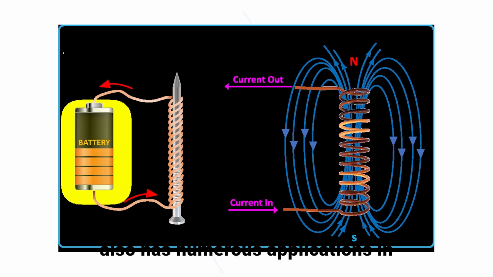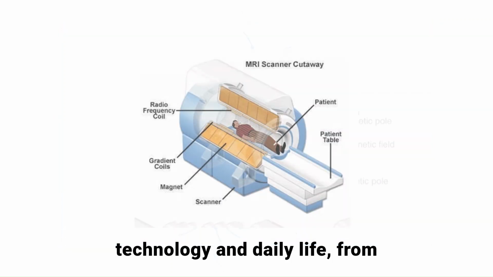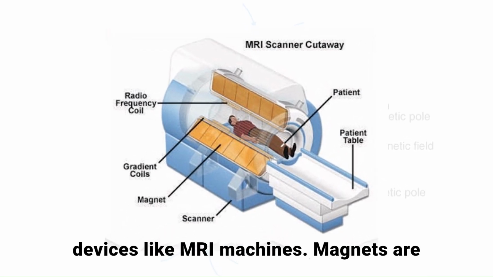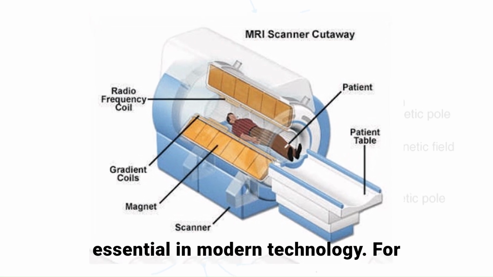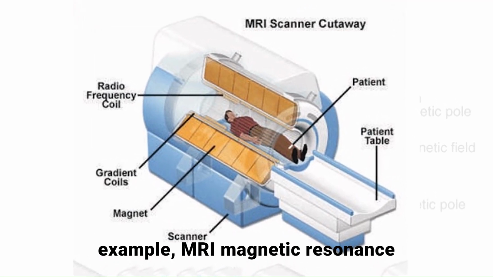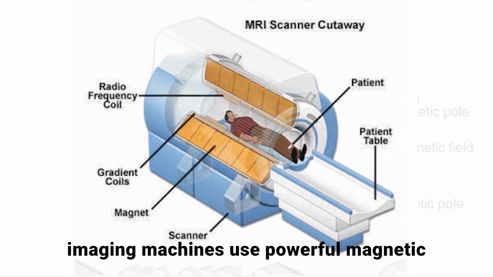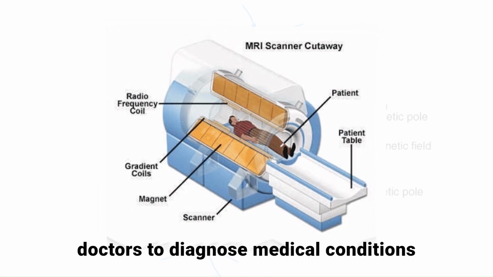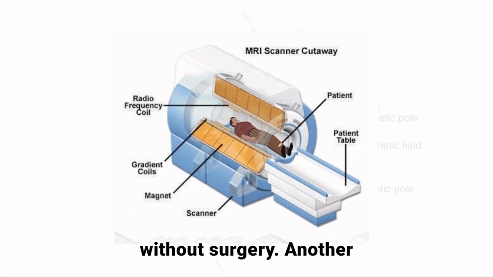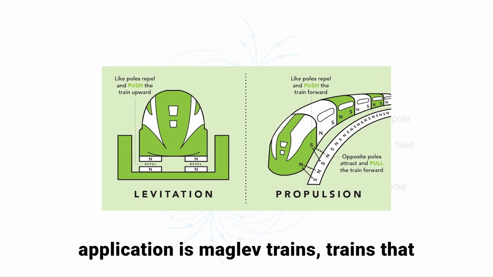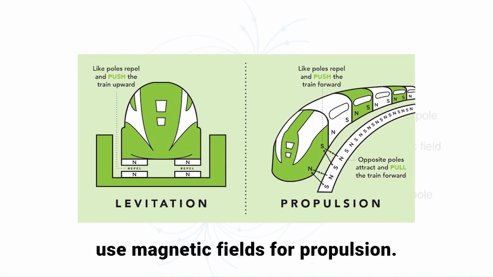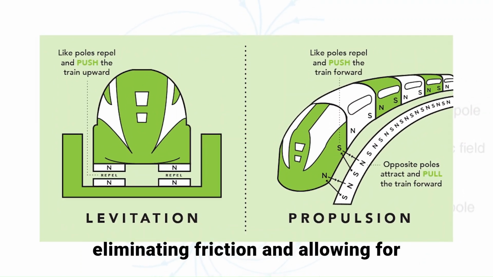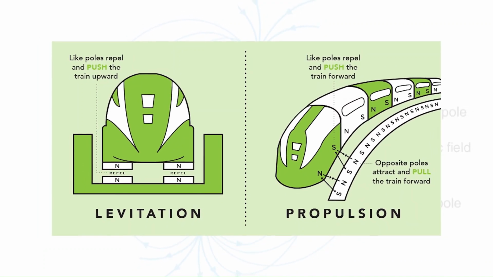Magnetism also has numerous applications in technology and daily life. From electric motors and generators to medical devices like MRI machines, magnets are essential in modern technology. For example, MRI, magnetic resonance imaging, machines use powerful magnetic fields to generate detailed images of the inside of the human body, enabling doctors to diagnose medical conditions without surgery. Another application is maglev trains, trains that use magnetic fields for propulsion. These trains float above the tracks, eliminating friction and allowing for faster, more efficient travel.